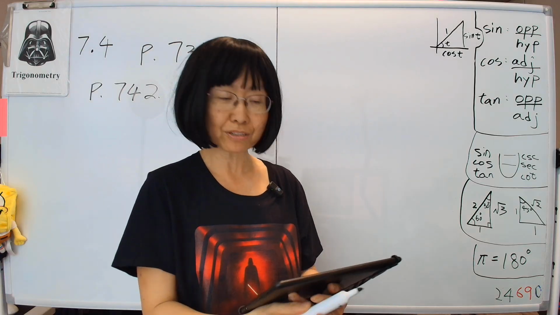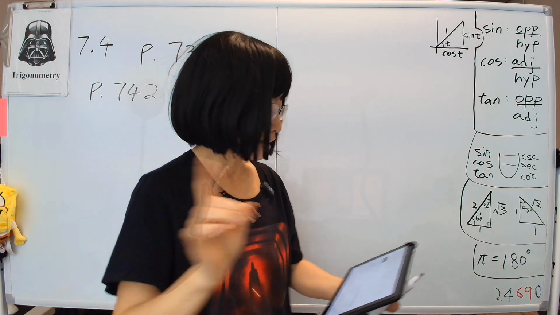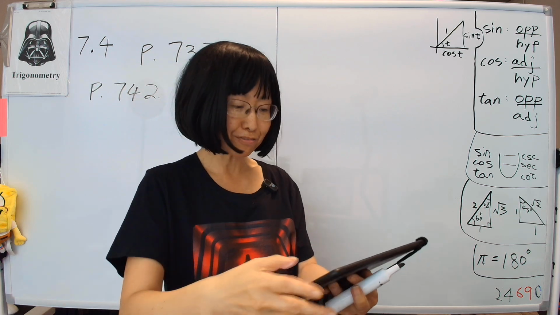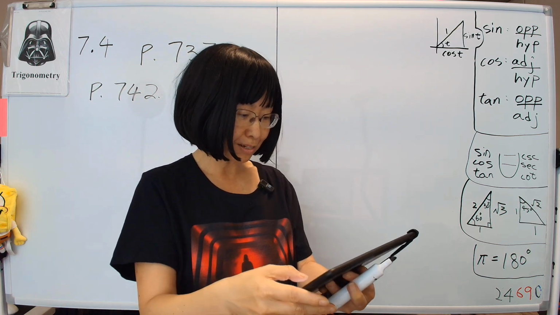Therefore, the tangent of 45 equals 1. Okay, and if you flip over to the other side, that is what it says. Tangent of 45 equals 1. So let's look at part B.